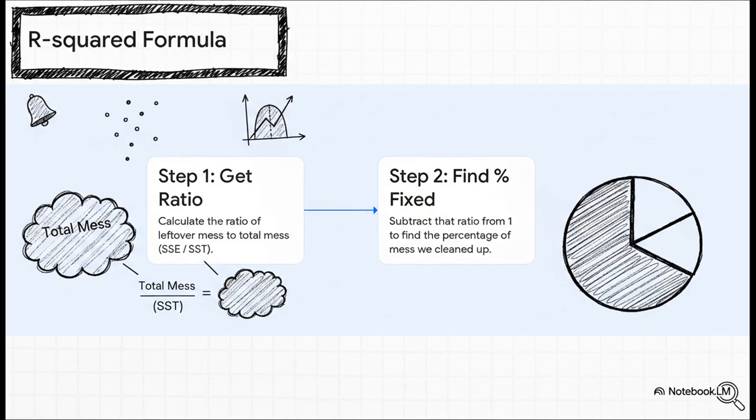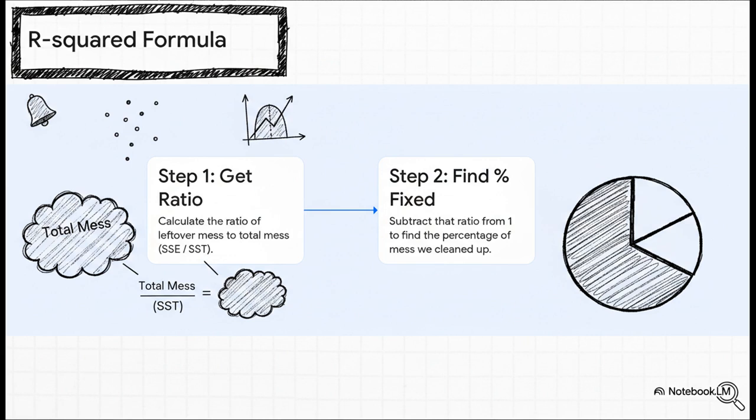So how do we grade our new model? How do we know if we did a good job? We use a fantastic score called R-squared. And the logic behind it is actually really beautiful. First, you just figure out the ratio of your leftover mess to the total mess you started with. Then you subtract that number from 1. And what's left is the percentage of the original chaos that your new, smarter model managed to clean up.